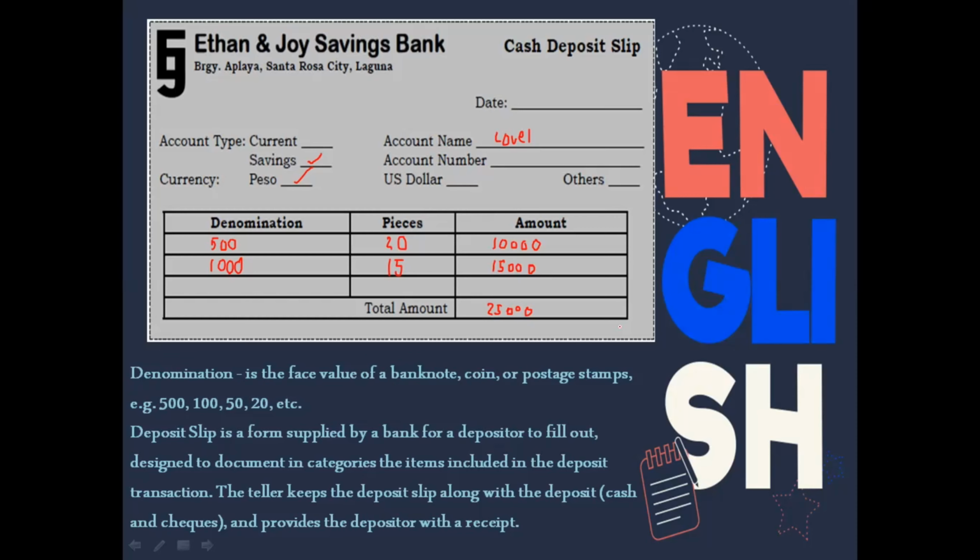So why do we need to put in the denomination? We have to write the number or the denomination so the teller of the bank can know how many pieces you're going to deposit and the total amount of your deposit. So you won't have confusion, you and the teller. So why is it important to answer the form honestly, correctly, and accurately? Remember, we are putting our money in the bank. It is hard-earned money.